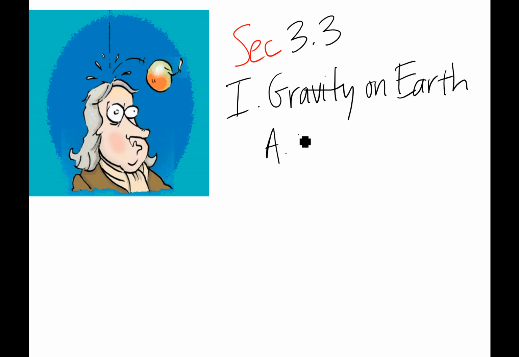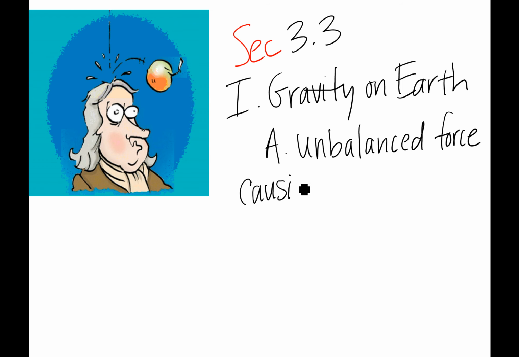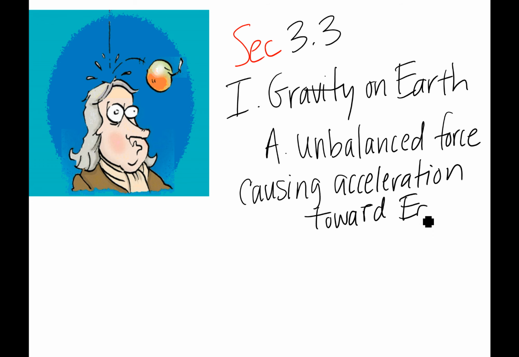Newton's second law says that if you have an unbalanced force, you are going to get acceleration. So that's all gravity is. Gravity is an unbalanced force that is causing acceleration toward Earth. In other words, we have this big mass of the Earth and it's pulling on us, causes us to feel a downward force, an unbalanced force.